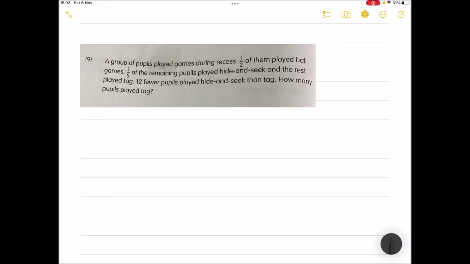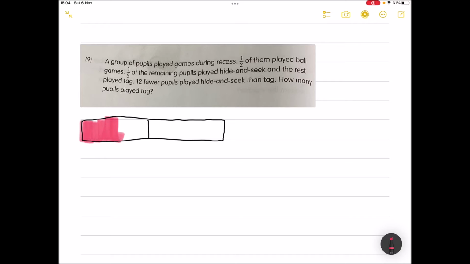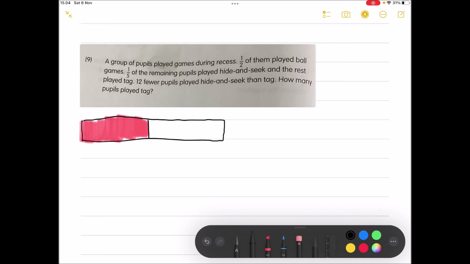A group of pupils played games during recess. I do not know how many of them, so I'll just assume this much. Half of them, I'll cut them into half, played ball games. So the one in red will be the one who played ball. Now, 1/5 of the remaining played hide and seek.